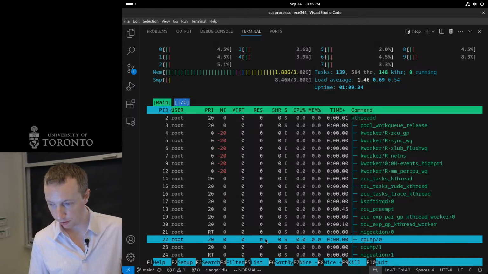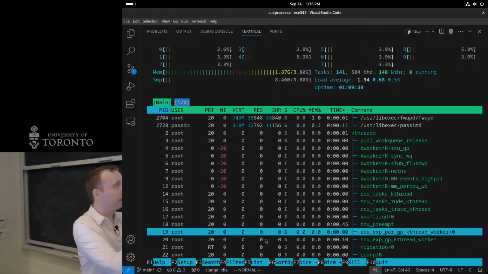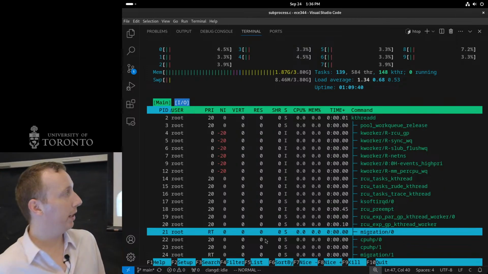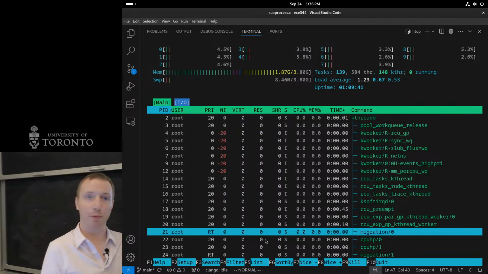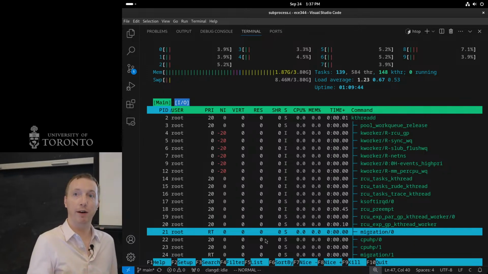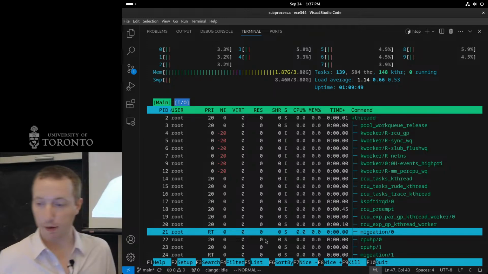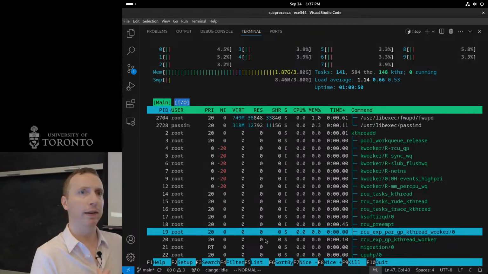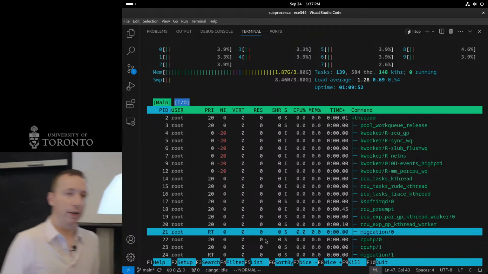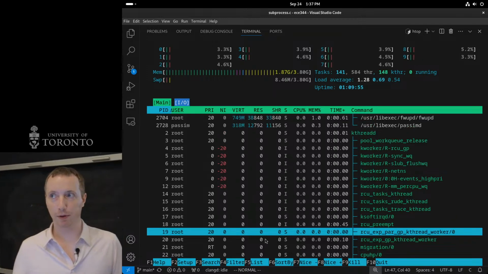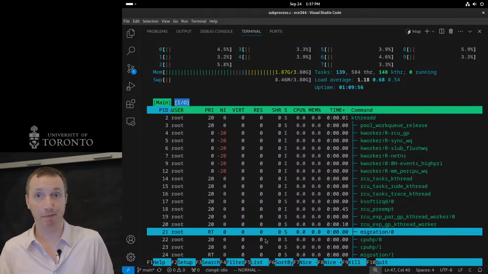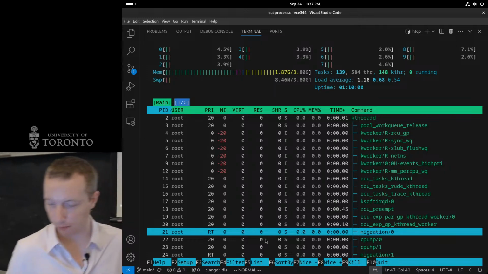Oops, it's going to move. So this migration 0, that column of priority, if it just says RT, that's real time, that has a priority of -100. So it has the most priority of everything whatsoever. And this migration thing, that is the code in the kernel that actually does the context switching. So it needs to happen immediately, so that's why they put it at real time.